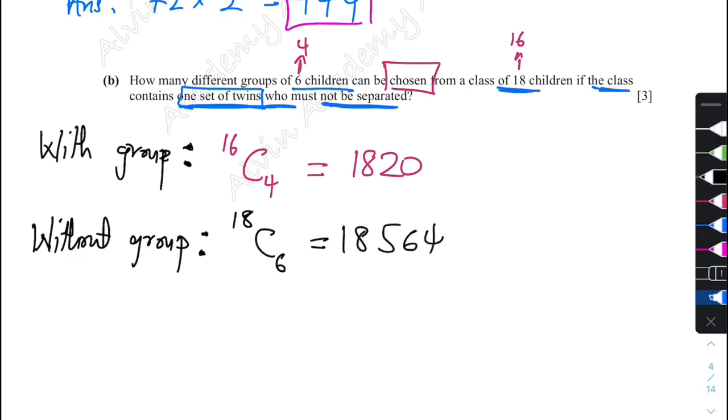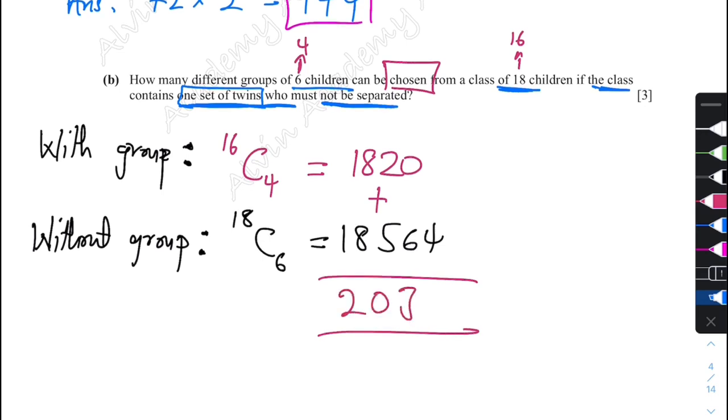So 18 combination 6, that will give us 18564. All right, so at the end of the day, we can just add them up, add to 1820, and that will give us 202384. Right. I hope I've done the analysis well. Well, this problem, I think I've not done the analysis well. I don't know, there's something not just right in my head.